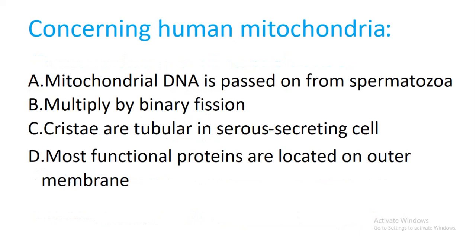Next question concerning human mitochondria. Remember, the mitochondria is known as the powerhouse. The mitochondria is the one which has DNA. So the answer here is simply that it multiplies by binary fission. I explained that mitochondria is capable of undergoing cell division due to the presence of the DNA.